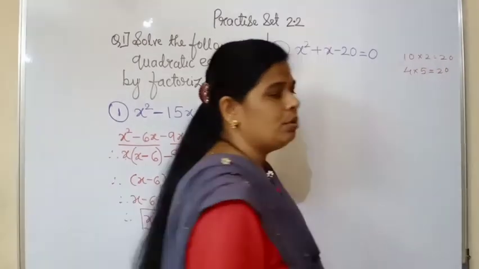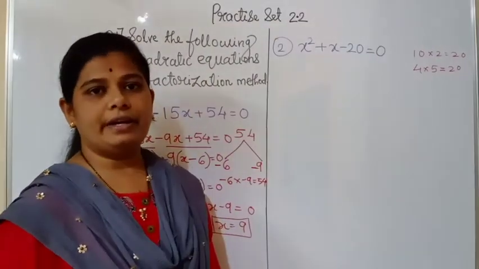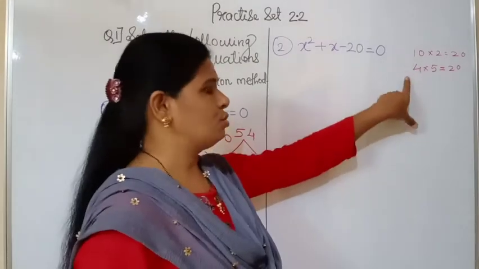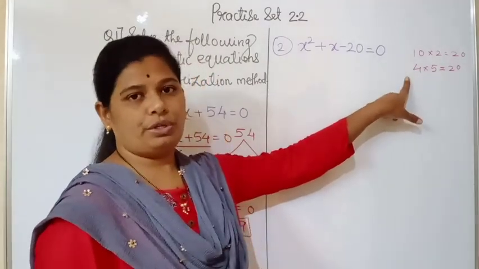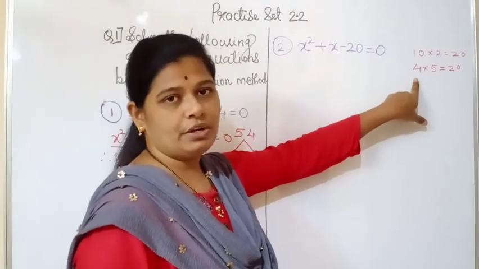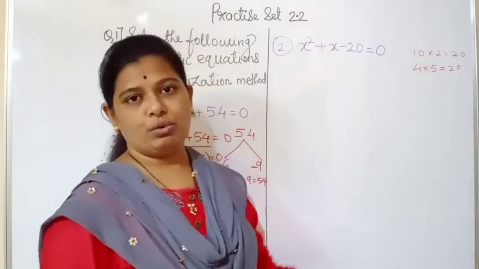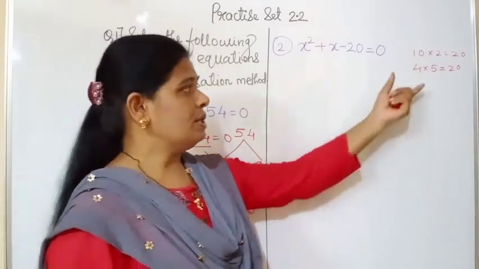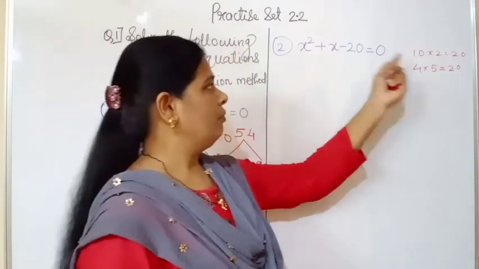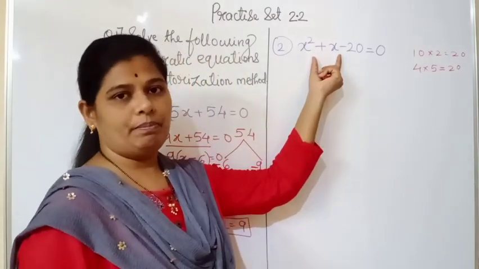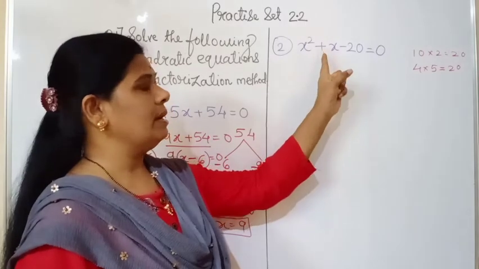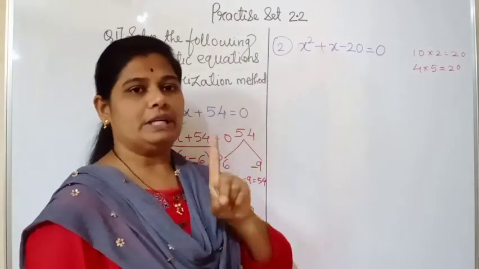Okay. Now we have to decide which factors we should take from these two: either 4 5s are 20, or 10 2s are 20. To decide this, we have to turn towards the middle term. See, the middle term, what is there? X. X means 1x.